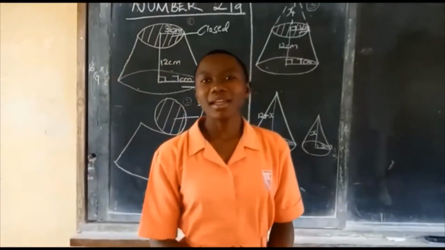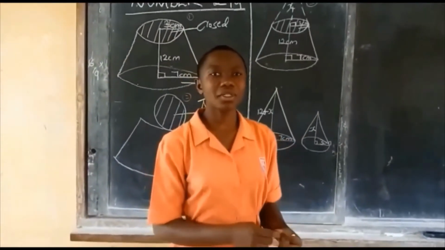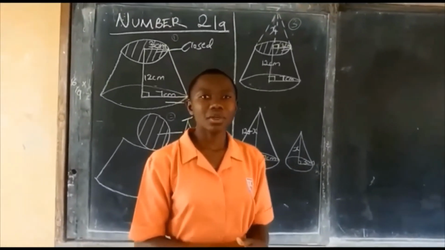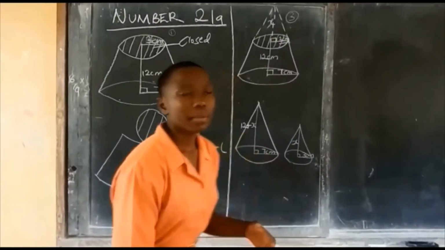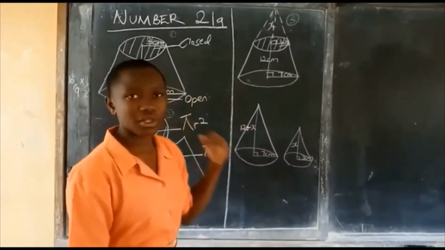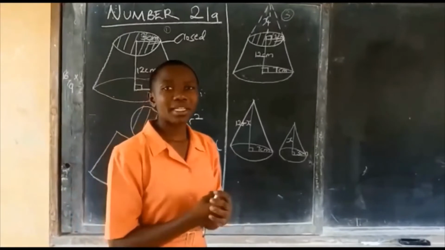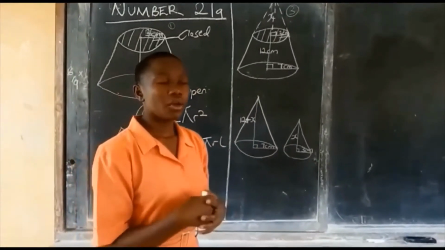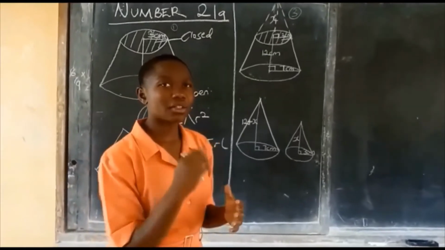Hello everyone, I'm Harunda Joyce Faith from Uganda Secondary School, working out number 21A under the topic of mensuration in the practice questions. Number 21A is about a lampshade, and we are required to find its total surface area. And there are so many types of lampshades. There are those that are closed at both ends, there are those that are open at both ends, and there are some that are closed at one end.